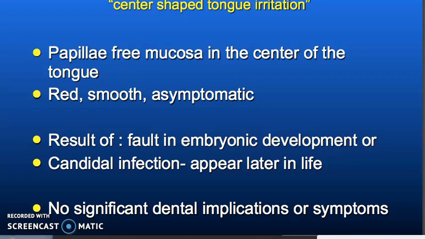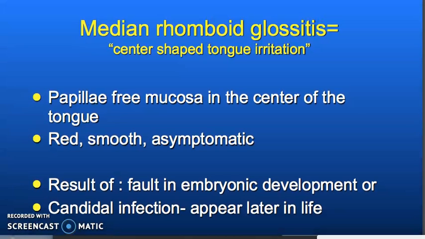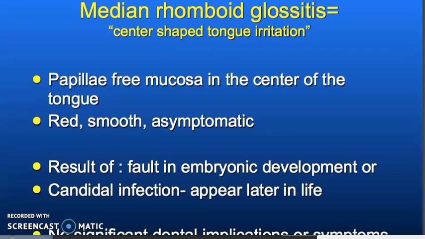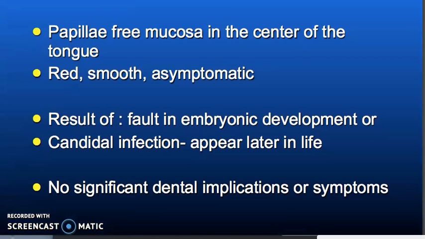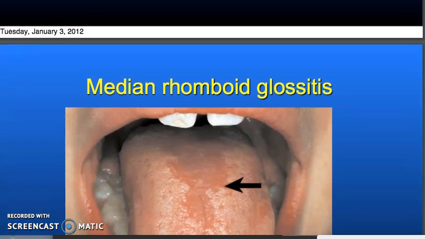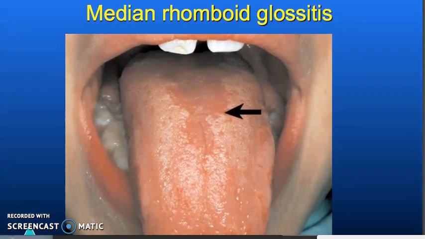The result is a fault in the embryonic development. It can also go back to candidal infections that appear later in life, back to that candidiasis. No significant dental implications or symptoms, so we really have to look at where it's located. Sometimes we know what the issue is, but typically it's nothing related dental-wise. Okay, so here we have the median rhomboid glossitis, and as you can see, again, there's no filiform papilla there.